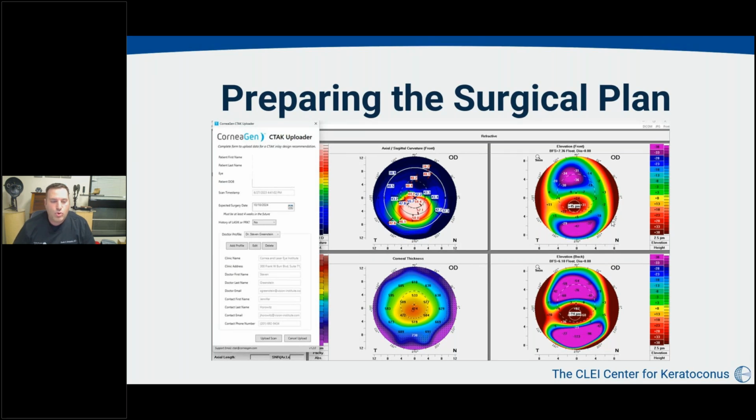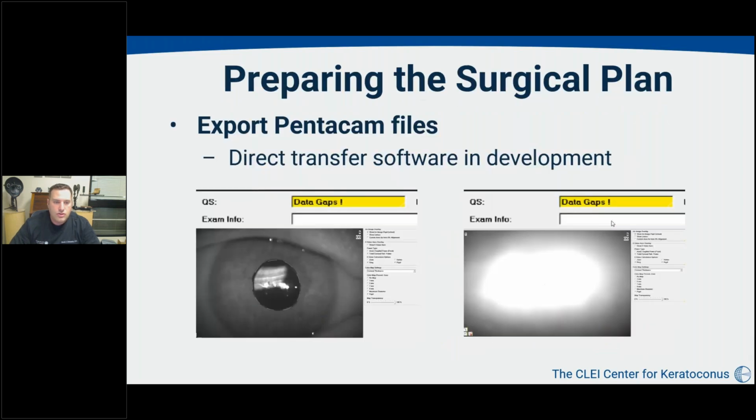We'll talk about a little later how that might change some of the parameters for a CTAK inlay and some of the things that you have to look out for. Usually your clinic information will already be preloaded into the software. And really all you have to do at that point is click at the bottom left, upload scan. Within less than a minute, the scan is uploaded to CorneaGen to make a surgical plan. So it is really very, very simple to do once it's set up.